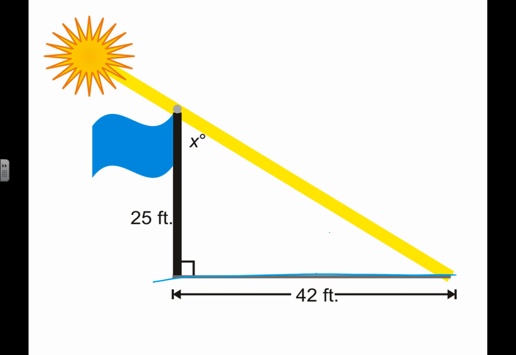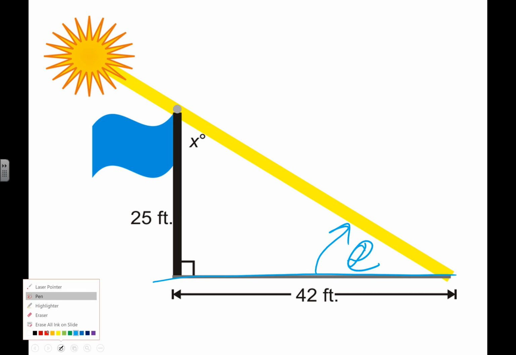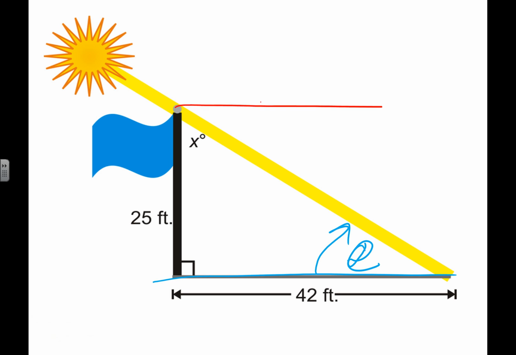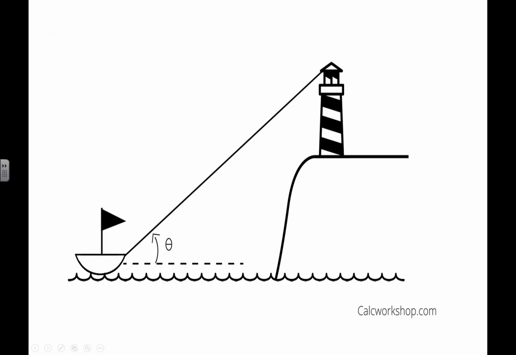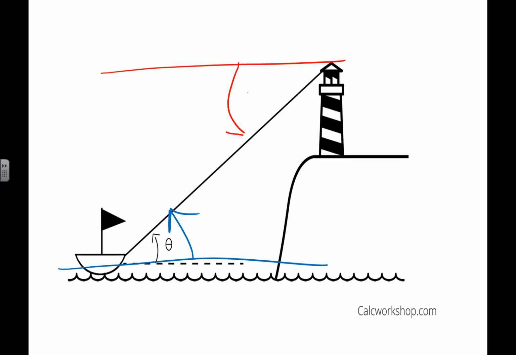Angle of elevation, horizontal going up. Angle of depression, horizontal going down. This one you have to draw in the angle of depression, horizontal going down. It's very important you understand that sometimes you have to draw in the angle of depression. Angle of elevation, horizontal going up. Angle of depression, horizontal going down.